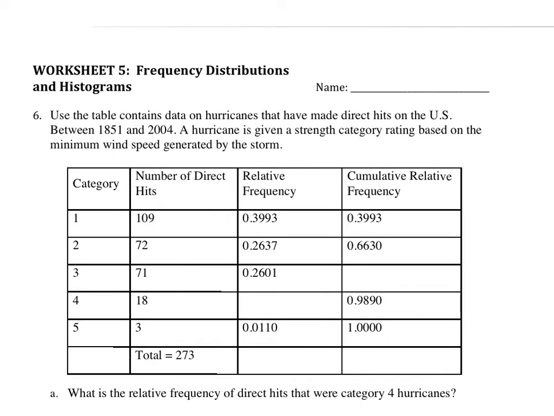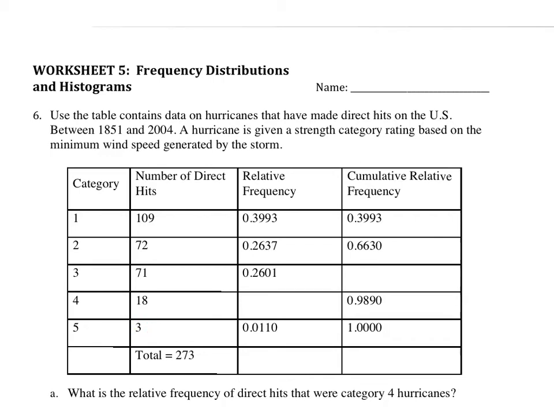This one has the number of direct hits of hurricanes on the USA from 1851 to 2014. So I'm looking at categories. There are different categories of hurricanes and how many times they got hit between these two years. You can see category 1 hurricanes, there are a lot of them. The number of hits is 109. Then if you look at category 5, it's only 3. This is year 2020, so it's probably a lot more now, but at least by 2014 it is that.